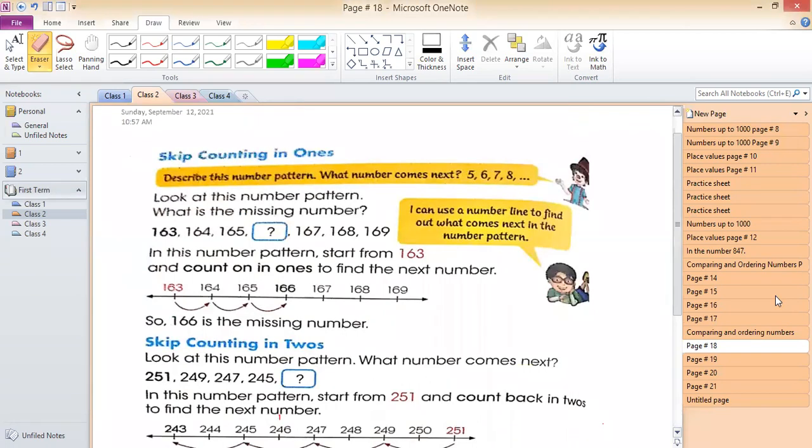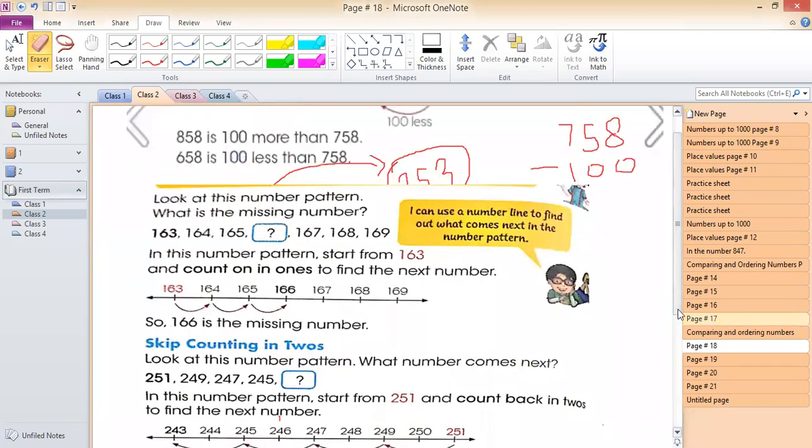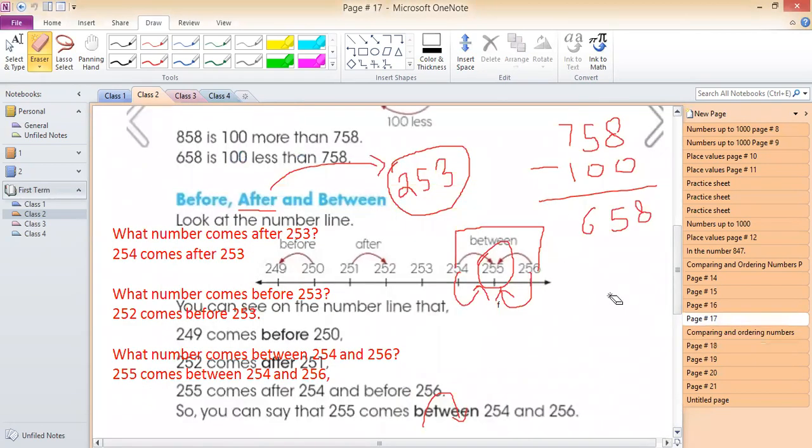What we learned yesterday, guys, was the concept of before, after, and between with the help of a number line, or without a number line. Also, you are able to find the number which is before or after a given number, or find the number which is between two numbers.